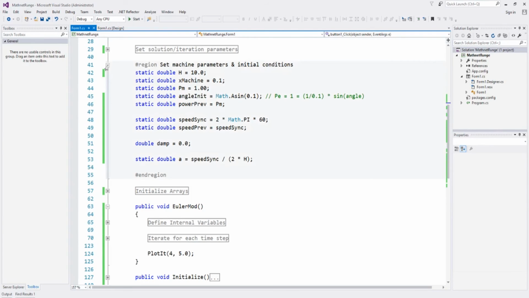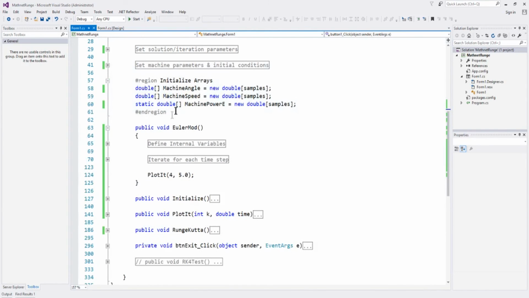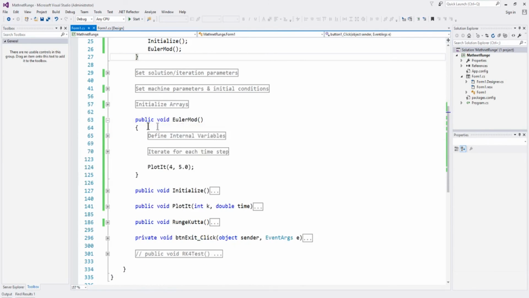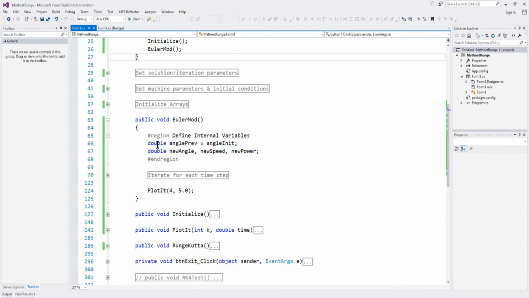So now I've got everything initialized and set up. All I need to do is define these arrays of machine angle. It's an array that has samples number of elements, so in this case, it's going to be 5,000 elements. So it's machine angle, machine speed, and electrical power from the machine. Now I can go in and start solving. I've got a couple of internal variables. Angle previous equals angle initial value, which takes the initial angle and uses that as the previous angle.